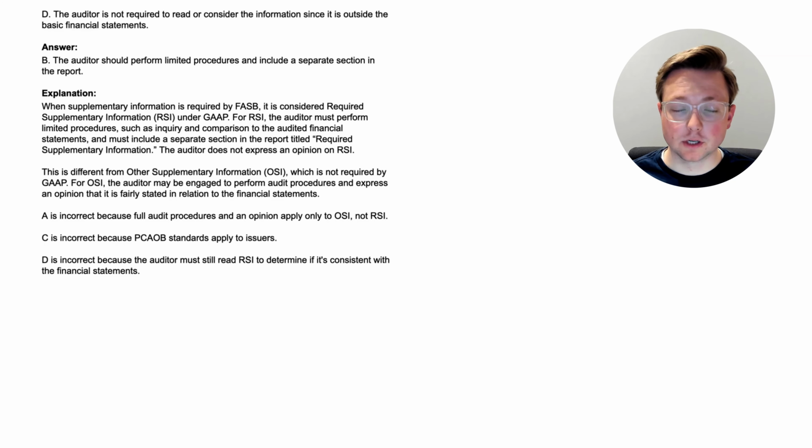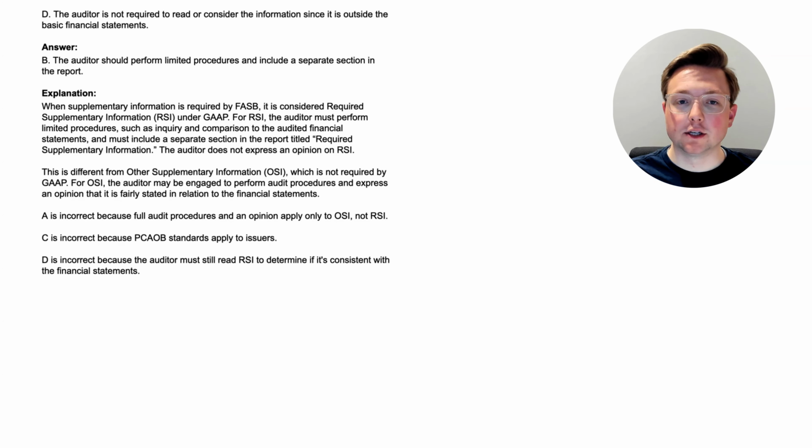So I wanted to make sure that that was clear, the distinction between the 2. Option A is incorrect because full audit procedures and an opinion apply only to OSI, not RSI. C is incorrect because PCAOB standards apply to issuers. And D is incorrect because the auditor must still read RSI to determine if it's consistent with the financial statements.